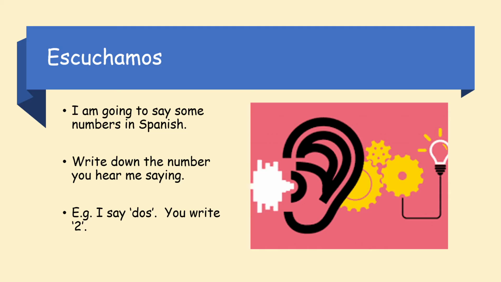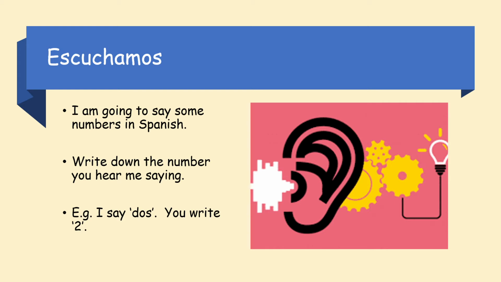Okay, so I'm going to say some numbers in Spanish and I want you to write down the number you hear me saying. There's no worksheet for this lesson except for the final task, so just make sure you've got some paper to hand. So, if I say dos, you write down 2. Okay, off we go, guys.